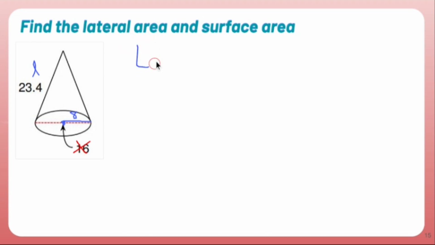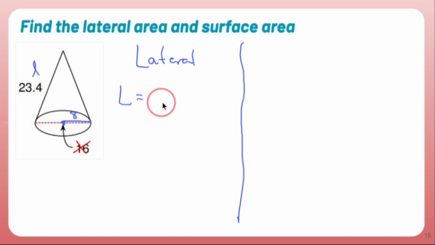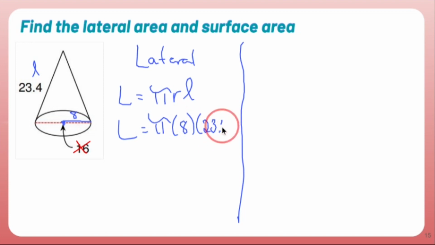Maybe. Now, lateral area, what is lateral area? That's the area of just the side of the cone, not the circle on the bottom, just the side of the cone. The formula for the lateral area is pi times r times L. So nothing to do with the height of my cone, thank the Lord. Pi is pi, r is 8, L is 23.4. I'm going to go off to the side and plug that in my calculator. And I end up getting 588.1061.